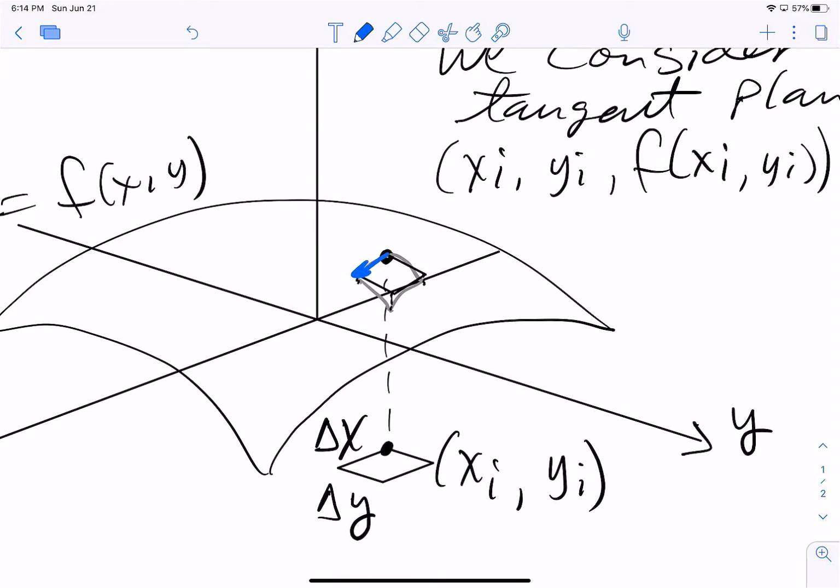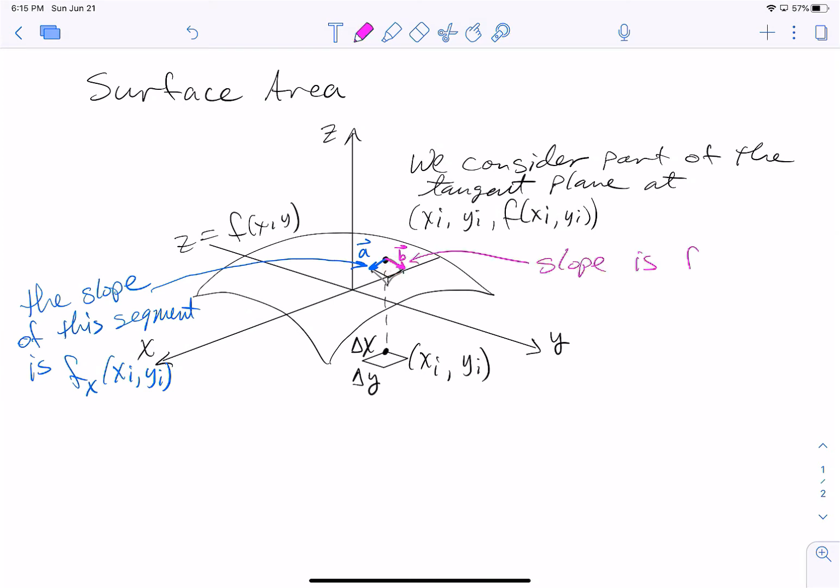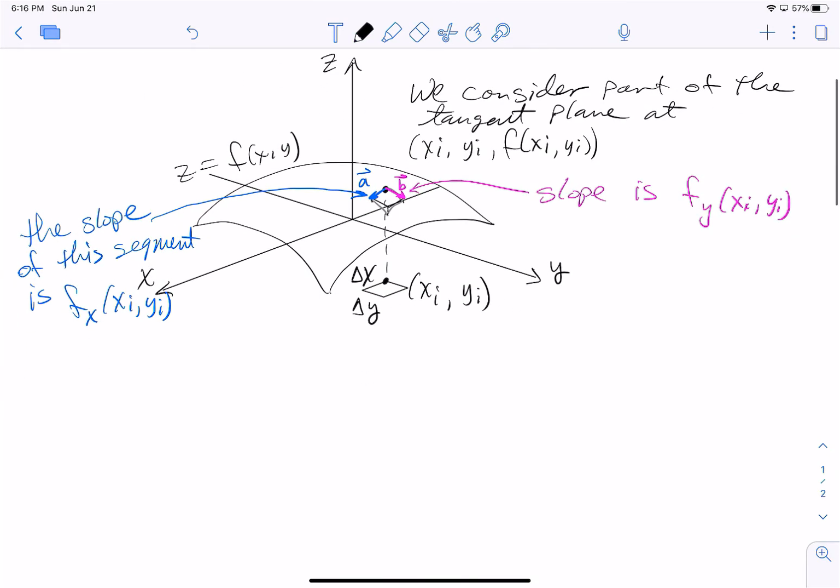We can consider this tangent plane to be defined by two vectors, A and B. The vector A is part of a line, the slope of which, the slope of that segment of a line that forms this edge of the portion of the tangent plane, is the partial derivative of f with respect to x at (x_i, y_i). Likewise, the slope of the part that's formed by B is the partial of f with respect to y at (x_i, y_i). Now, enough of this setup. We're going to write some things down.